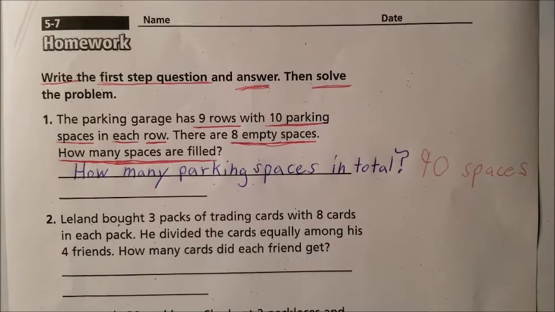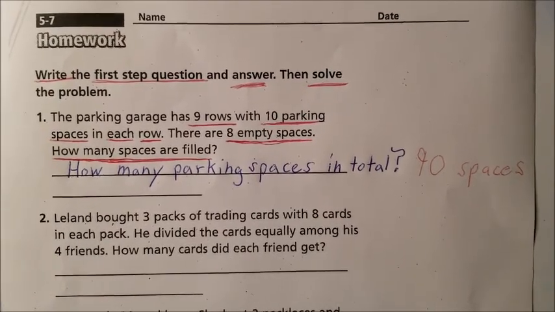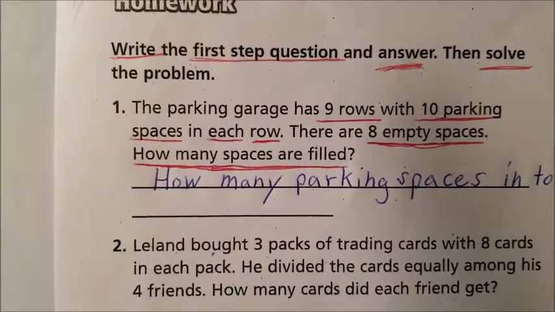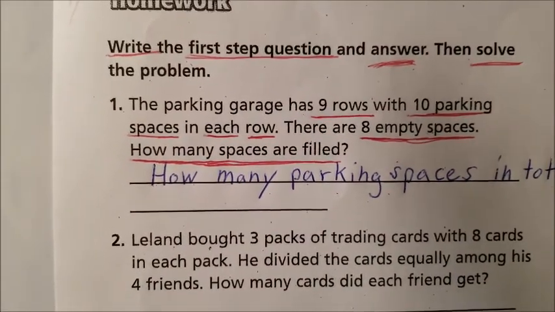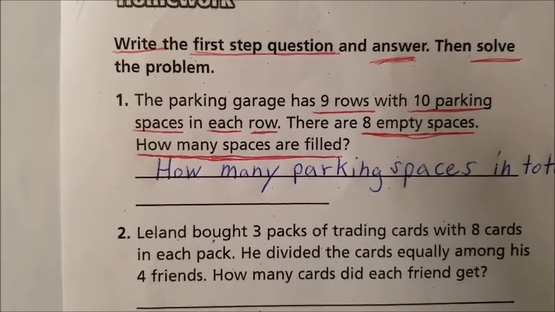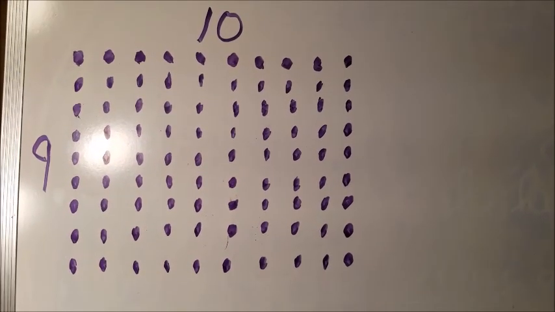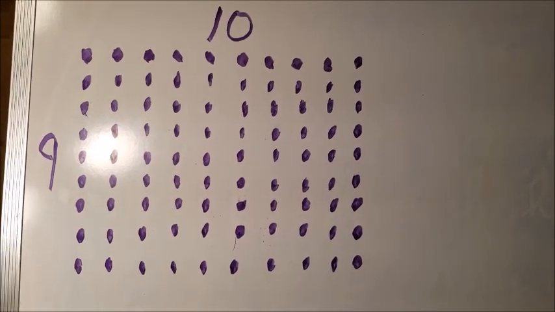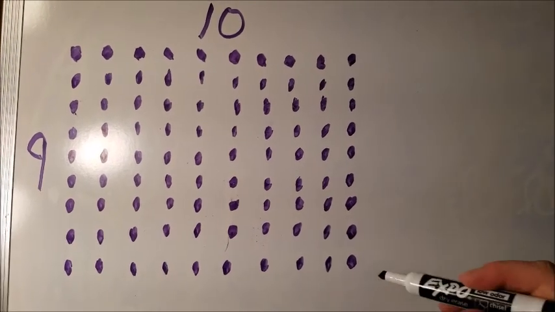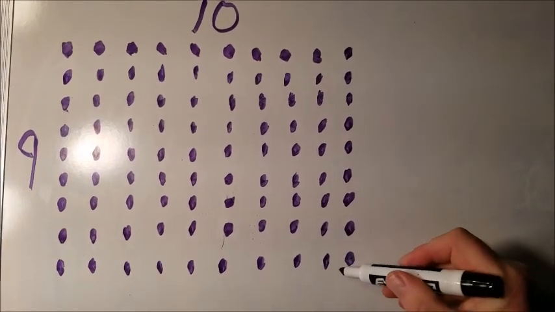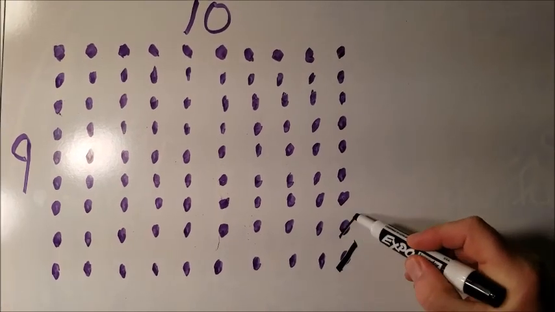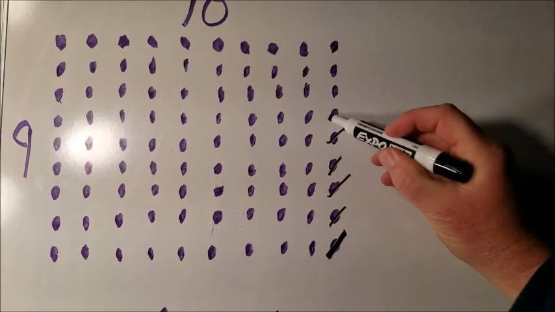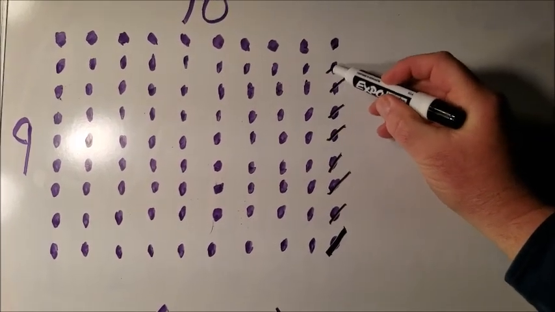Boys and girls, this is where we need to be careful, because this is where many of us stop, but we're not done. We have to answer the main question. How many spaces are filled? Let's go back to our array and mark off the empty spaces. 1, 2, 3, 4, 5, 6, 7, 8.